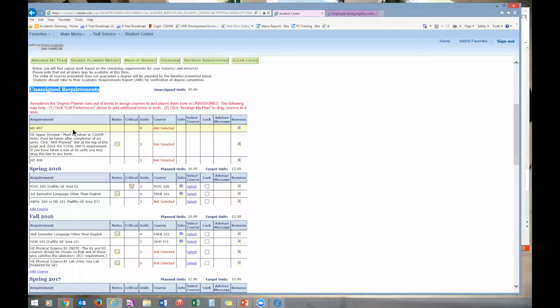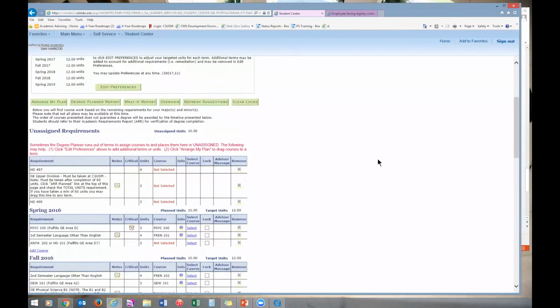So let's take a look at the red text. It says, sometimes the degree planner runs out of terms to assign courses. Sure enough, that's what happened. So it suggests, click Edit Preferences and add additional terms. Well, let's try that.